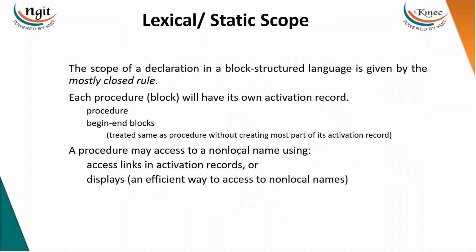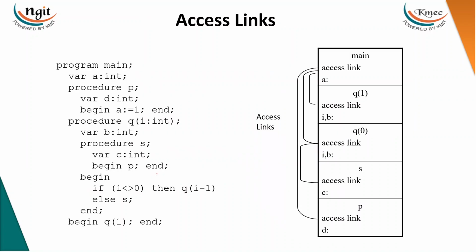In lexical scope, every block has its own activation record. When you call a procedure with begin and end blocks, that is treated as its activation record. It will search there first, and if there is no value in its activation record, then it will go to its parent function that is calling it, using the access link. The access link maintains information about the parent activation record. Sometimes we may use displays. We'll discuss with an example.